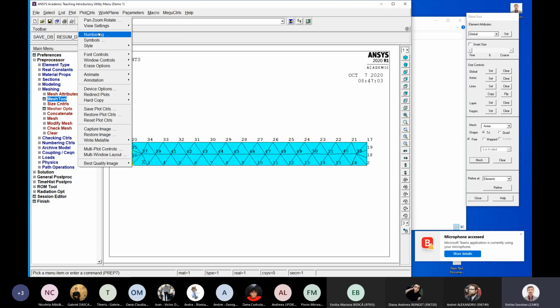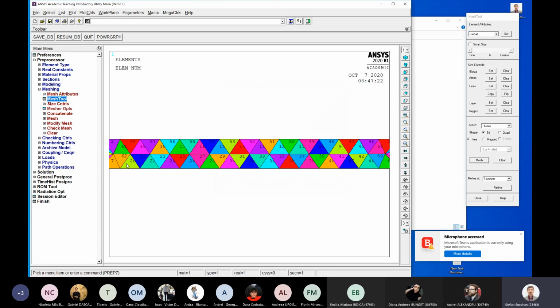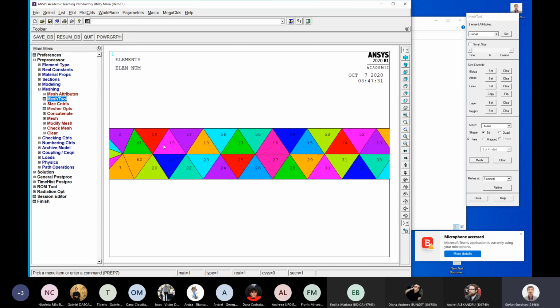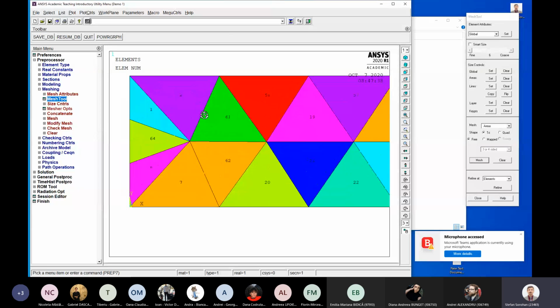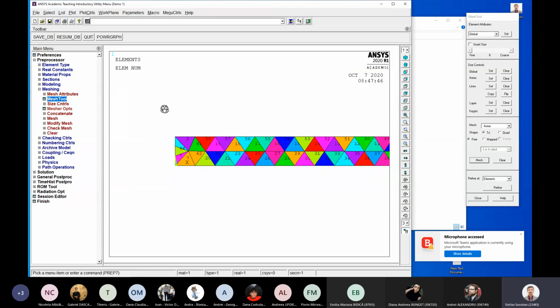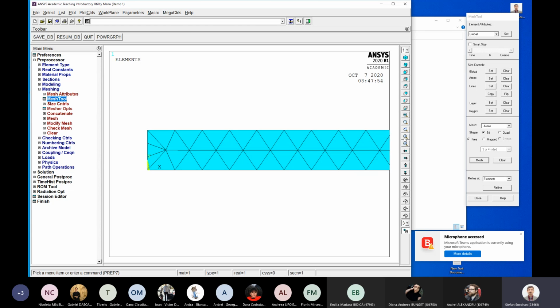Also, the elements have numbers. This is element 7, 19. The identification numbers are random, if you want: 1, 2, 8, 7. We don't know exactly; we do not have a rule here. I will remove the element numbers.